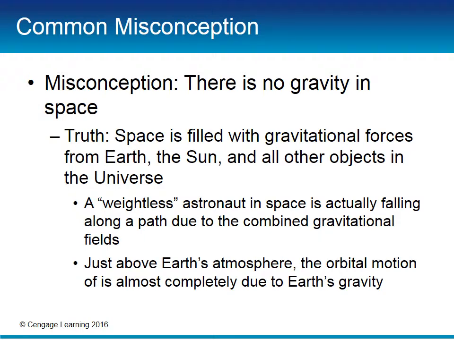A common misconception is that there is no gravity in space, but space is filled with gravitational forces from objects in the universe, the Sun, or the Earth. Just above Earth's atmosphere, the orbital motion of a satellite is almost completely due to Earth's gravity. A weightless astronaut in space is actually falling along a path due to combined gravitational fields.